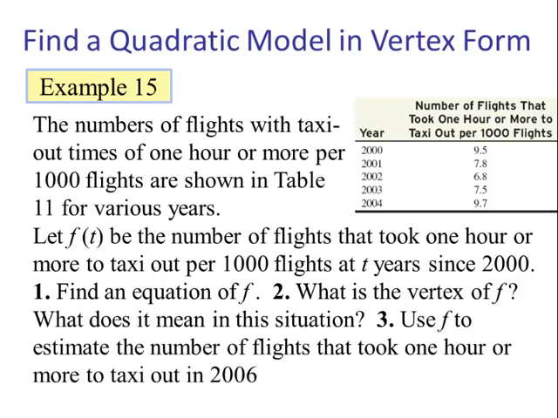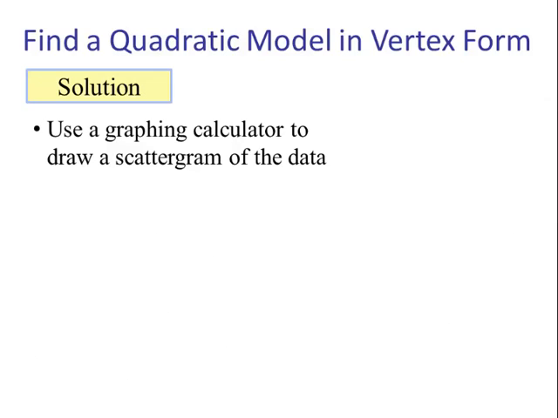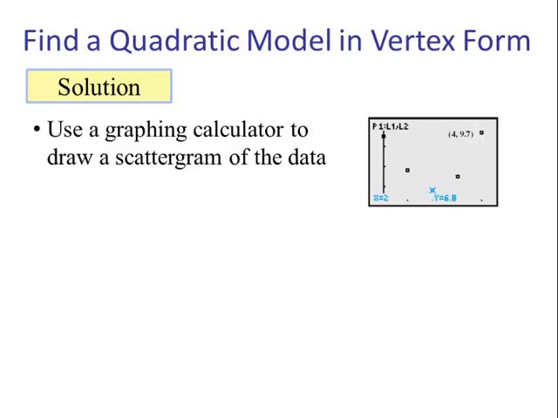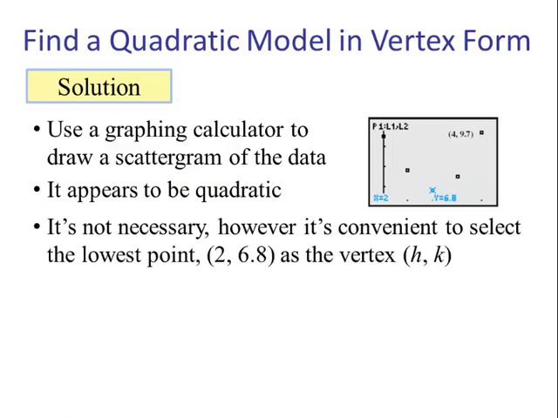Number 3. Use f to estimate the number of flights that took 1 hour or more to taxi out in 2006. Solution? We can use a graphing calculator to draw the scattergram of the data. So this does look like a quadratic pattern. It's not necessary, but it's convenient to select the lowest point, this one when x is 2 and y is 6.8, to be the vertex.